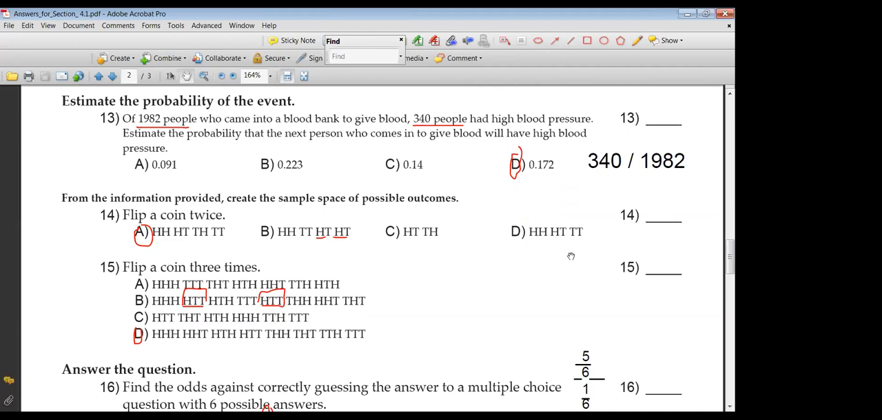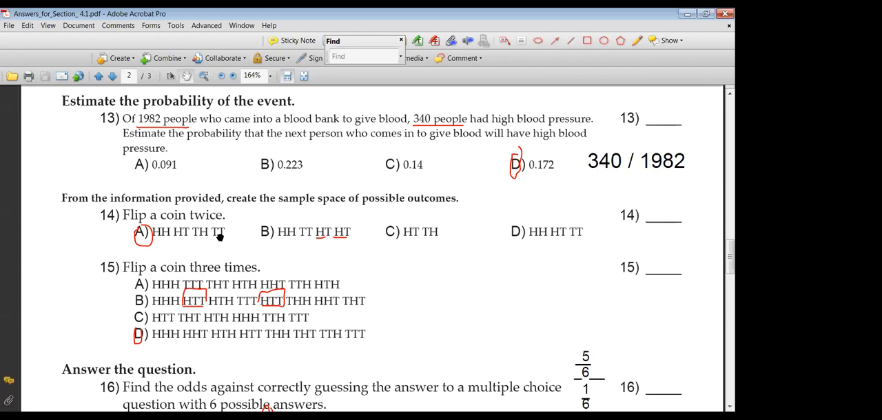You're flipping a coin twice, all right? So you have two outcomes for the first flip and two outcomes for the second flip. 2 times 2 is 4. My sample space consists of 4 items. Letter C only has 2 items. Letter D has 3. Now, why was it A and B both have 4? Why was it A? Because letter B had heads, tails twice. You roll it twice. You could get a heads and a heads, a heads and a tail, or maybe a tail and a heads. And the last one is a tail and a tail. The key thing is that the sample space consists of 4 items, 2 times 2.